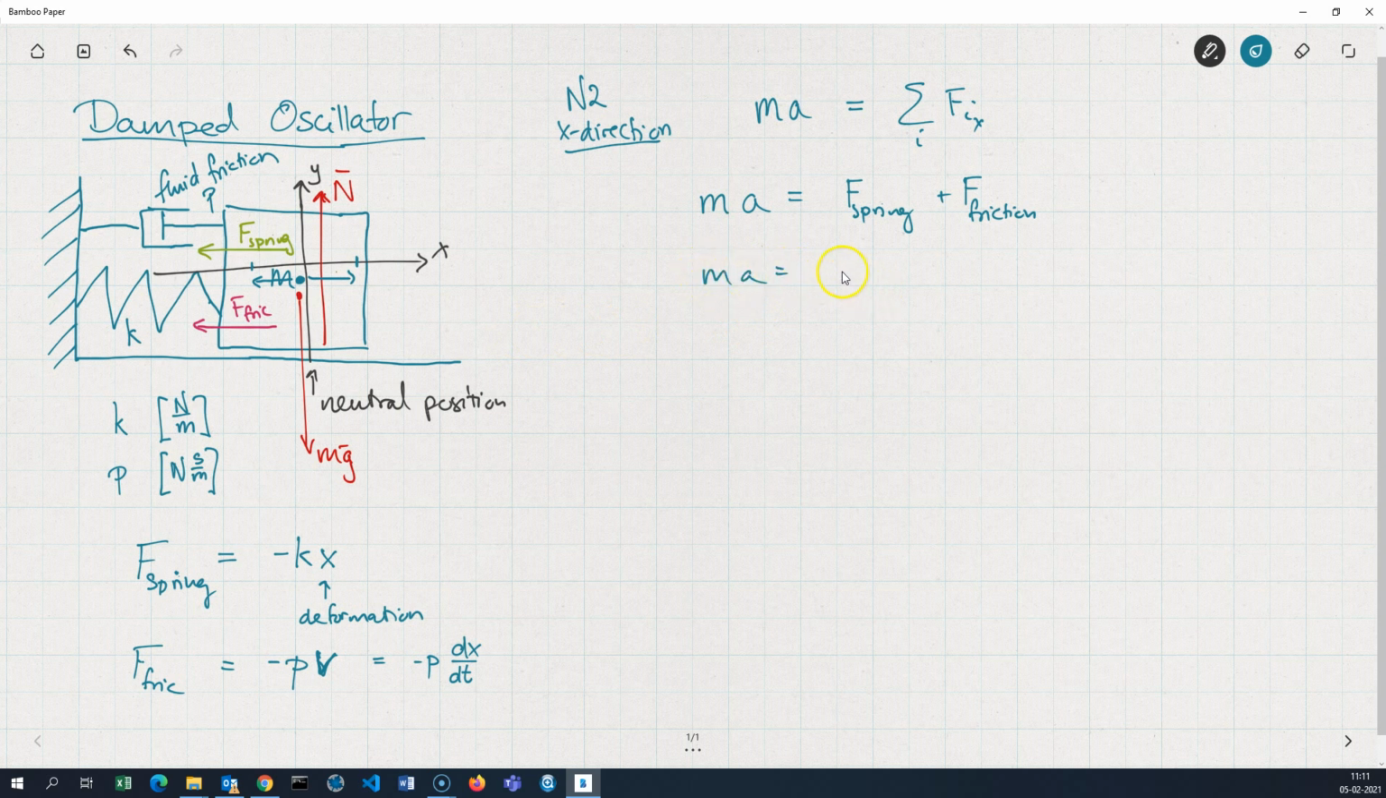So we insert the expressions. This one for the spring. This is, by the way, Hooke's law.